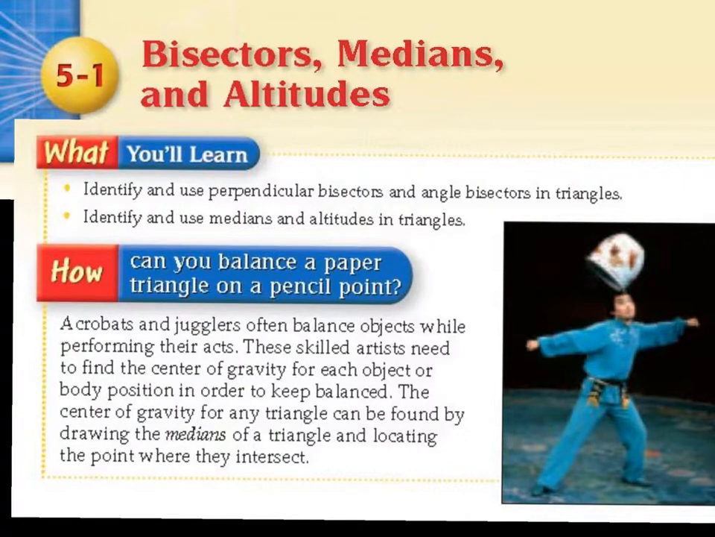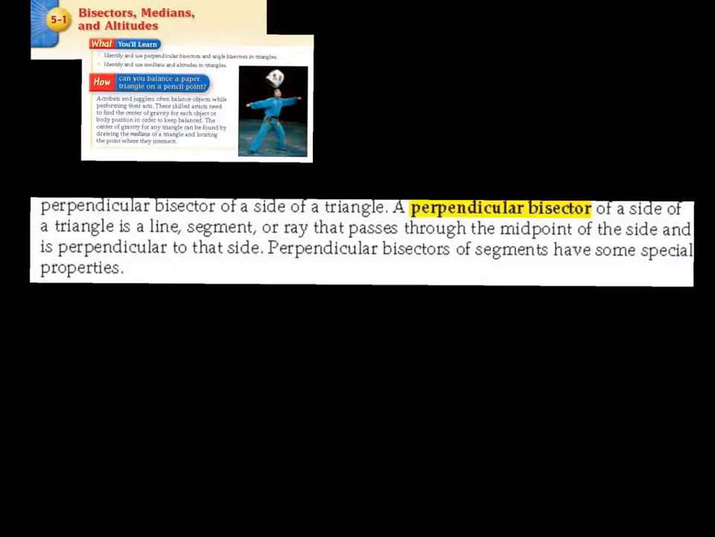Acrobats and jongleurs often balance objects while performing their acts. These skilled artists need to find the center of gravity for each object or body position in order to keep balanced. The center of gravity for any triangle can be found by drawing the medians of a triangle and locating the point where they intersect. This lesson has lots and lots of vocabulary.